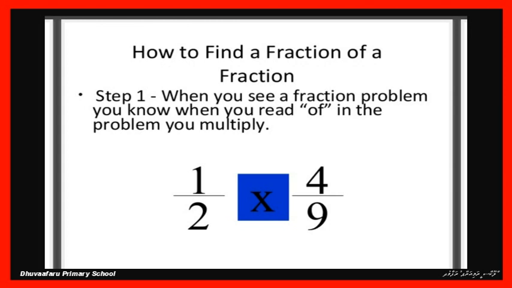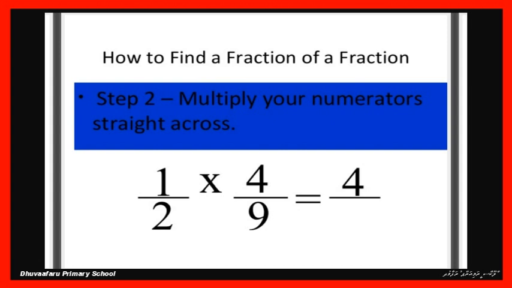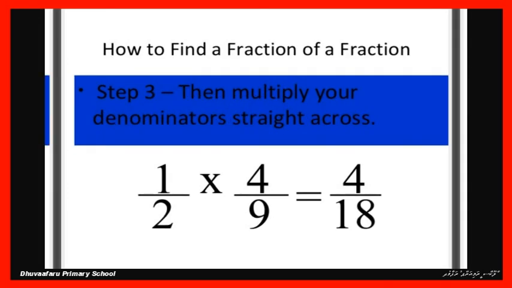So 1 by 2 times 4 by 9. Step 2. Multiply your numerators straight across. 1 times 4 equals 4. So you have to write 4 in the numerator. Step 3. Then multiply your denominators straight across. 2 times 9 equals 18. So 1 by 2 times 4 by 9 gives 4 by 18.